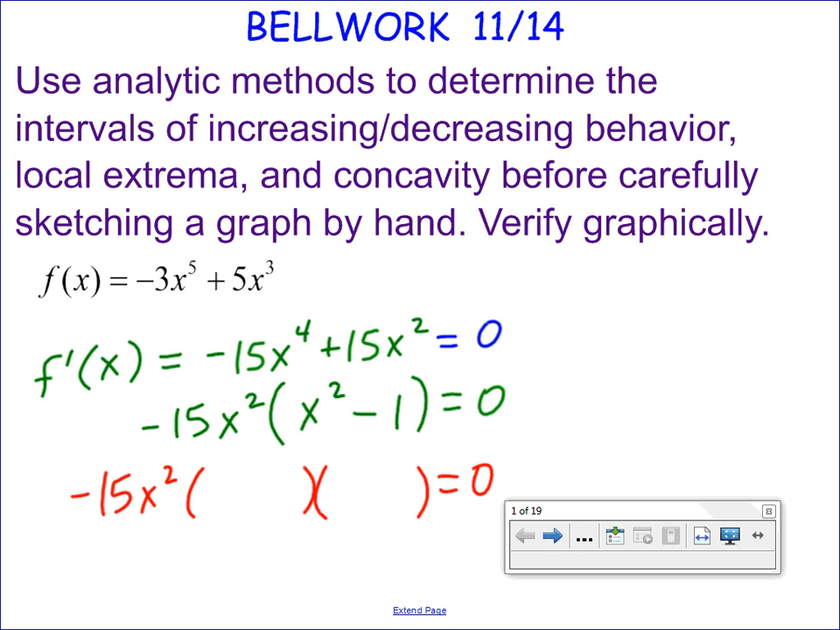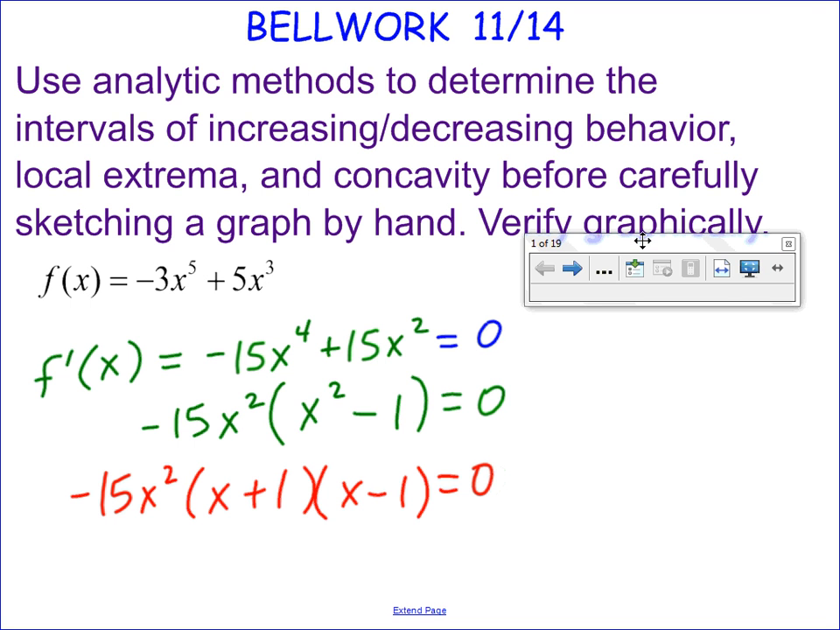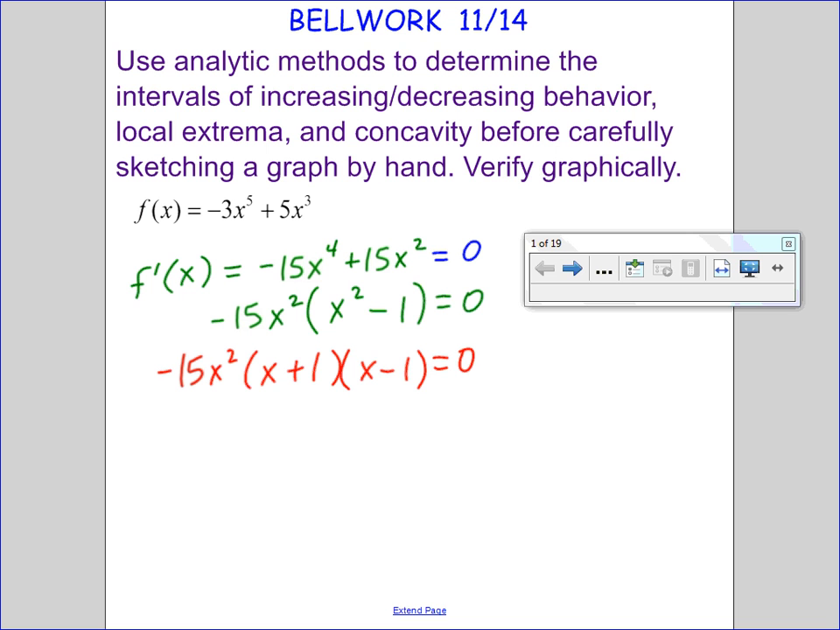So why not? Let's go fully factored form all the way. It looks to me like x plus 1, x minus 1. So we have critical values at x equals 0, x equals negative 1, x equals positive 1 at this time. Go ahead and check out your paper. Raise your hand if you had all three critical values, 0, negative 1, and 1. Great. What does that do for us?